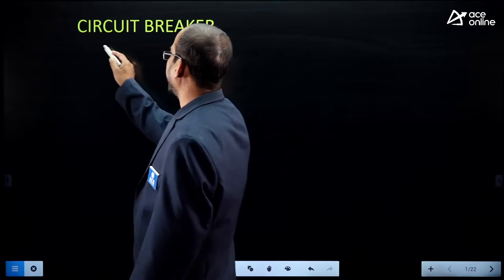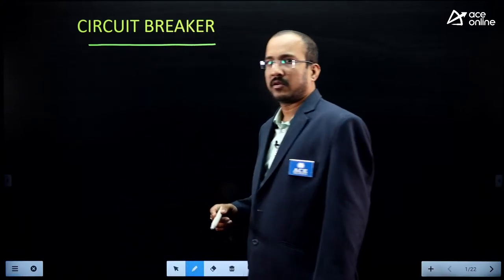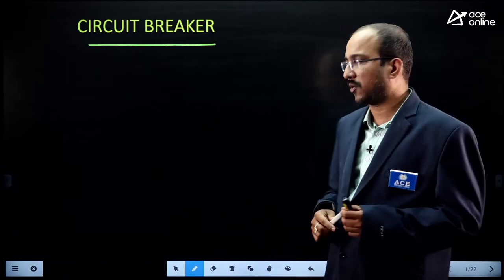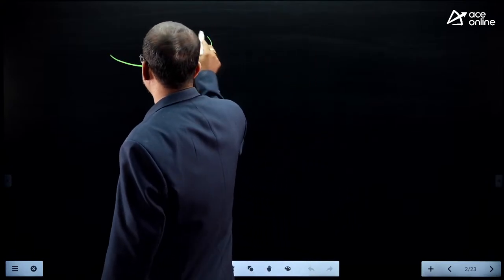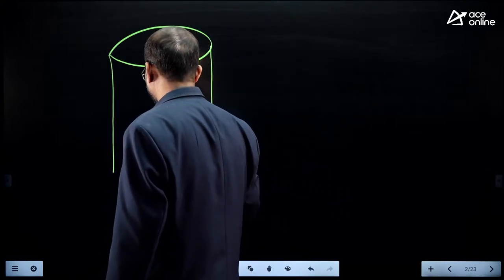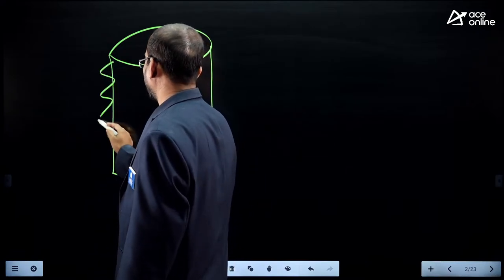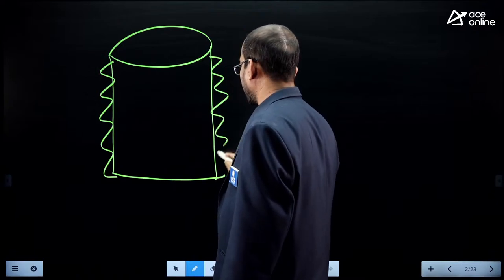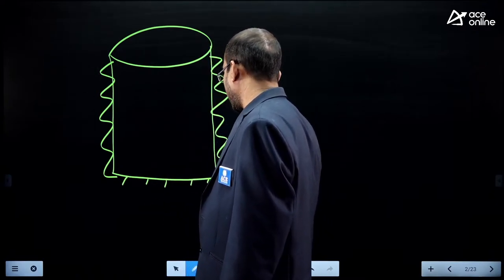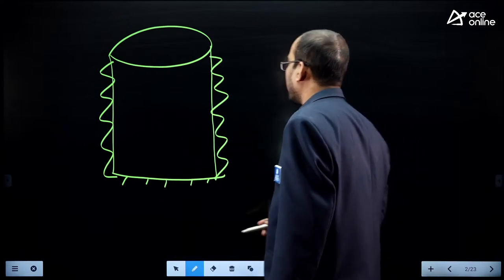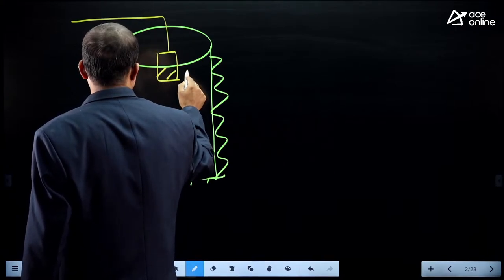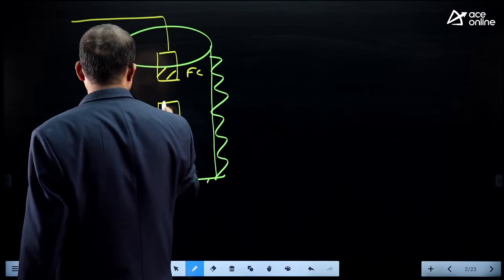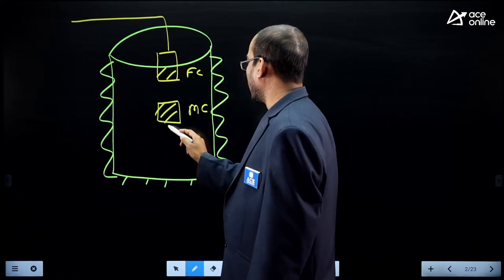Here, in this session, we will discuss some brief points regarding the circuit breaker. If you physically observe a circuit breaker, it consists of what? There will be a circuit breaker tank, and in this tank we have two contacts. One is a fixed contact and the other one is a moving contact.